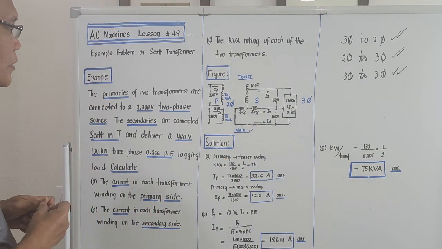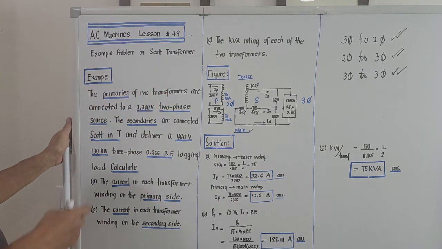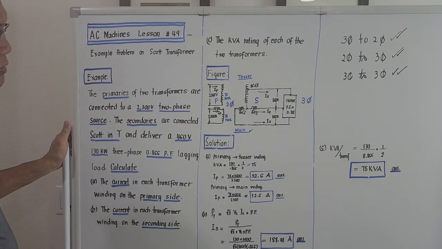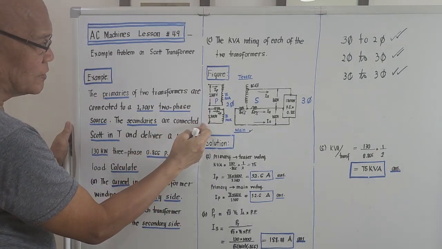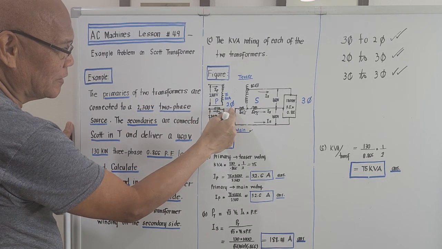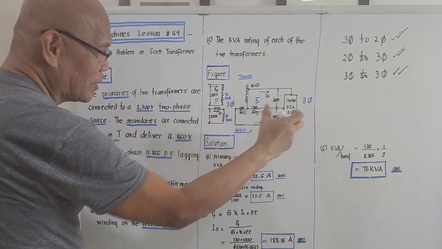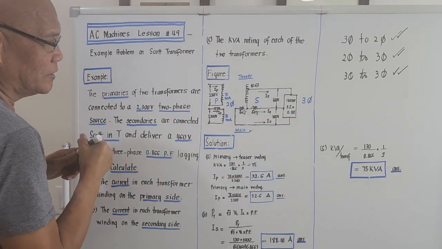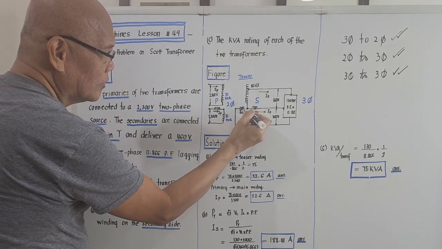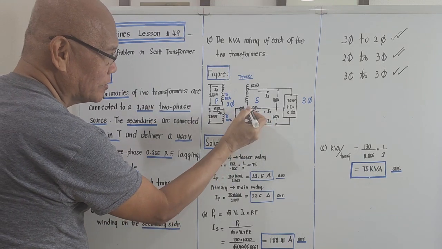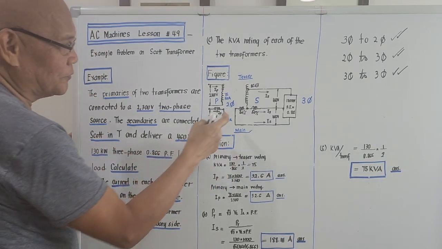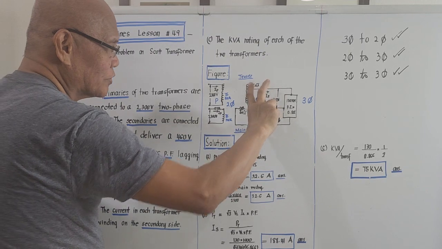Okay, I will try to continue. The primaries of the two transformers are connected to a 2300 two-phase source. Meaning to say, single-phase, so it will be two-phase. And the connection on the secondary side will be three-phase. One end of the teaser winding is connected at the midpoint of the main winding. It is connected here. So if this is connected here, this is to be considered three-phase.